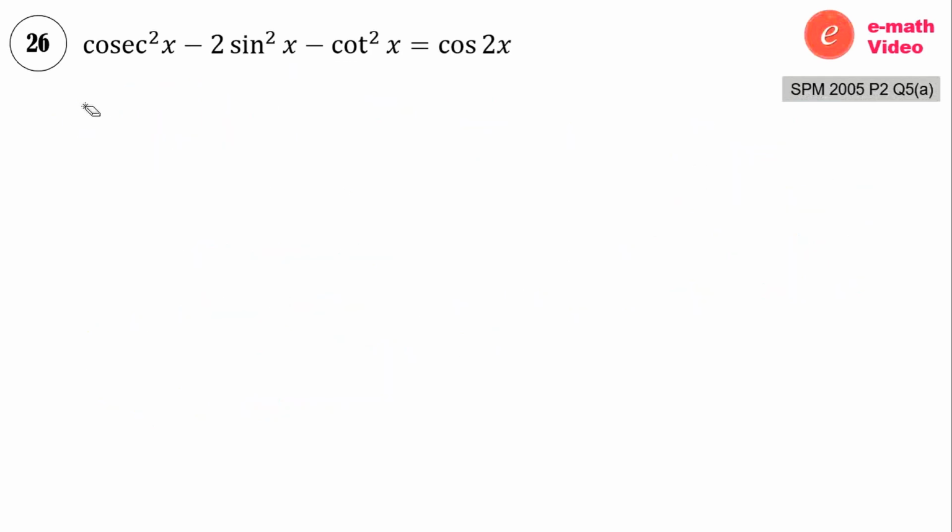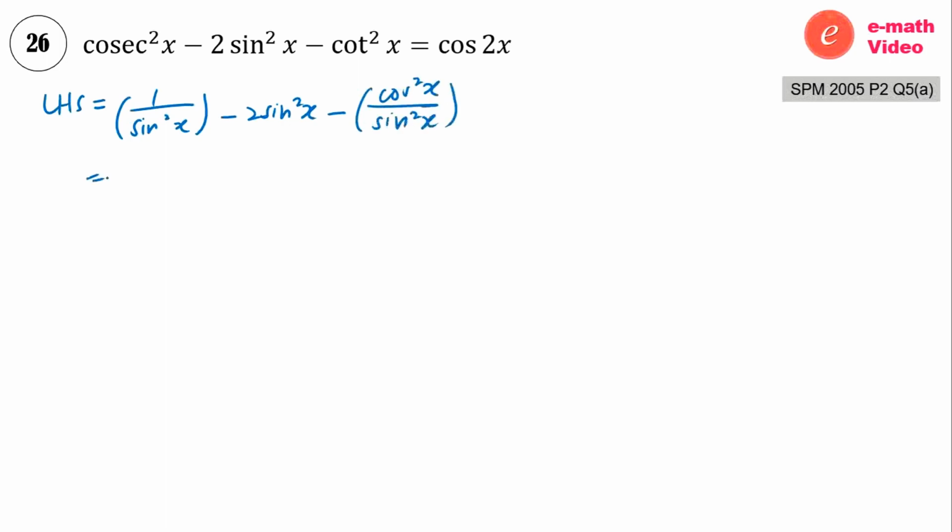Number 26. Okay, it's a SPM past year question. On left hand side we have 3 terms, on right hand side we have 1 term, so we start from left hand side. Okay, on right hand side we have cosec, I don't want cosec. Alright, convert it to 1 over sine square x. Then this one minus 2 sine square x minus cotangent is actually equals to cos square x over sine square x. I rearrange it so that we can combine this fraction and this fraction. 1 over sine square x minus cos square x on top, then minus 2 sine square x.